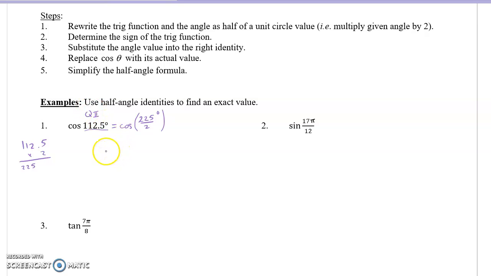So that means that when we apply this identity, we don't want plus or minus. We're going to pick minus, and then we're going to substitute the angle into the right identity. The cosine half angle identity has the plus inside the square root, right? The cosine, and this time we're not using 112.5. The whole point is that we can deal with this 225, an angle that we have memorized from the unit circle, all over 2.